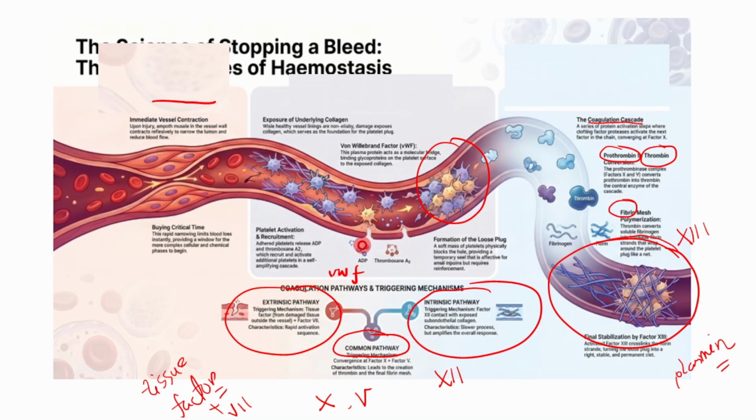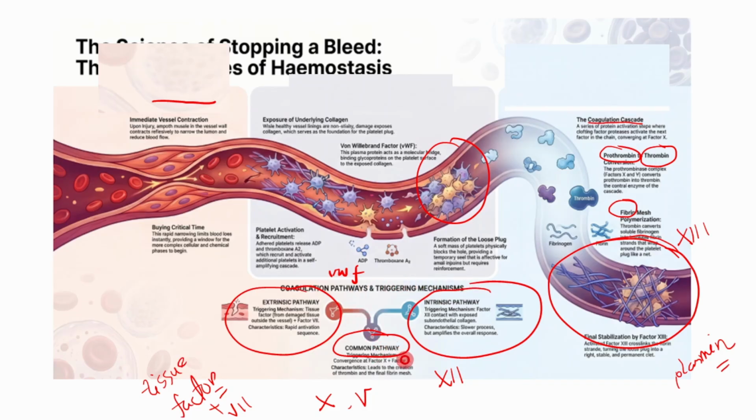Once attached, these platelets activate, releasing chemical signals like ADP and thromboxane A2 to recruit more platelets, forming a loose temporary plug seen over here. And to secure the plug, the coagulation cascade begins. It triggers through either the extrinsic pathway or the intrinsic pathway. Both pathways converge at the common pathway.